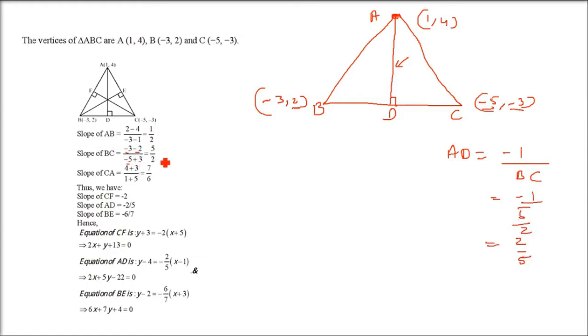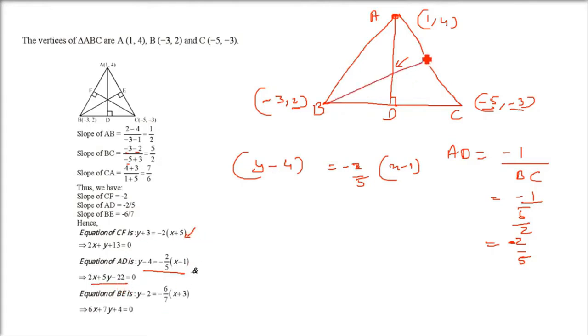And what is the slope of AD? It will be -2 by 5. So AD slope is -2 by 5. Okay, so it is passing through (1, 4). So y minus y1 equals m times (x minus x1), where y1 is 4, x1 is 1, and m is minus 2 by 5. So this equation will come.